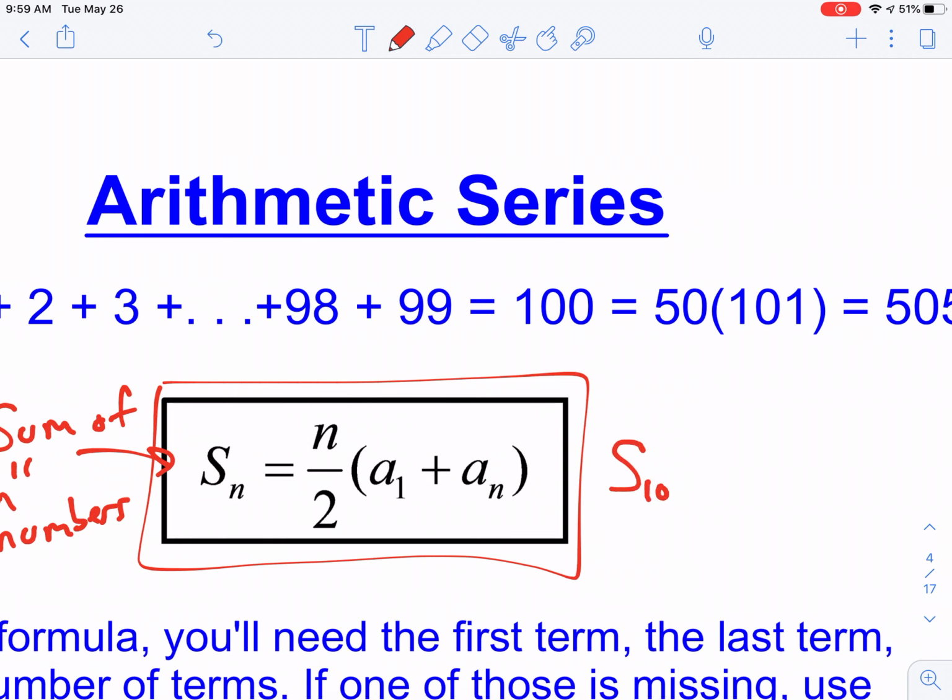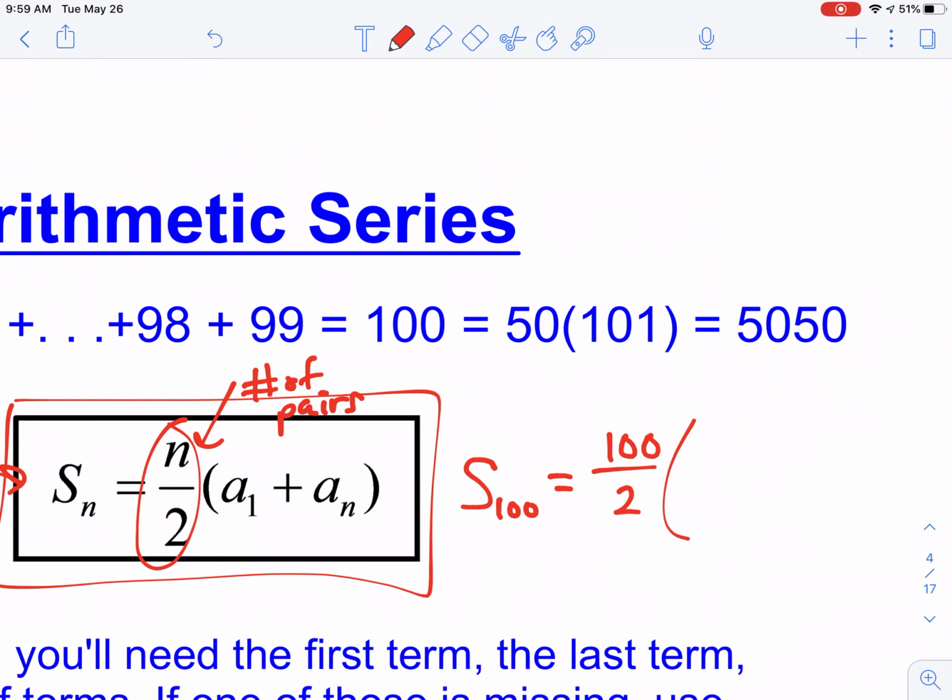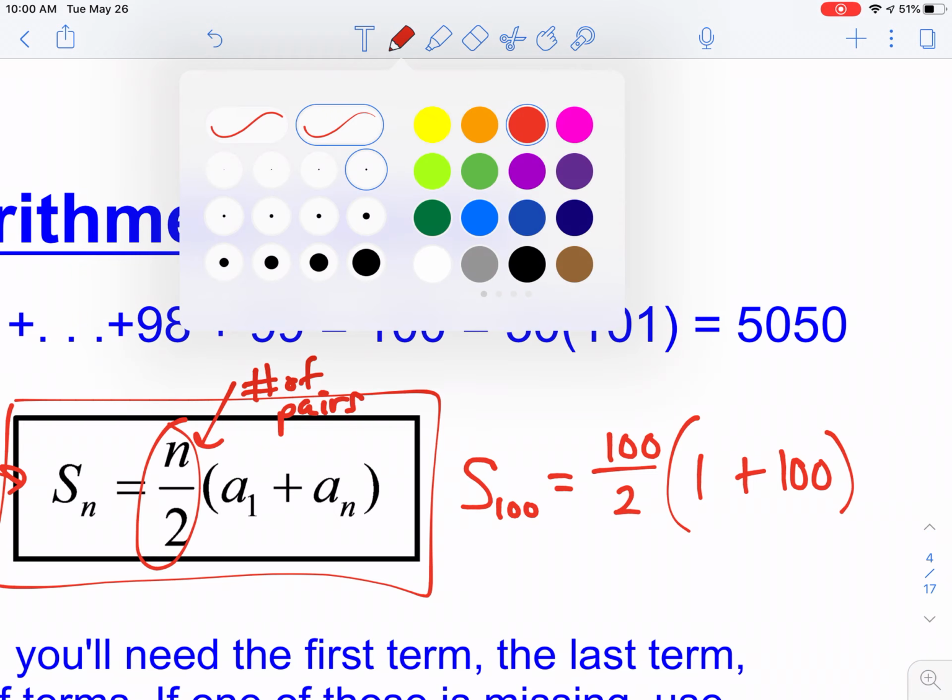So sum of 100 numbers equals 100 over 2, which, 100 divided by 2, tells us the number of pairs there are. That's what this thing represents. It's the number of pairs, times the first number plus the last number. And that's what we did. We added the first and the last, a1 plus an. So in our example above, the first number was 1, the last number was 100.